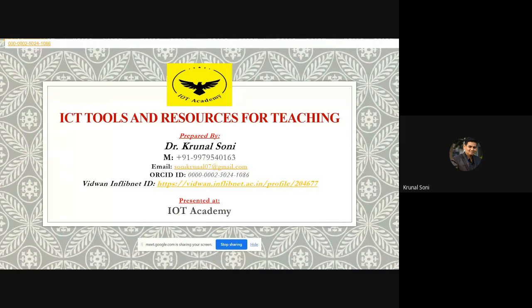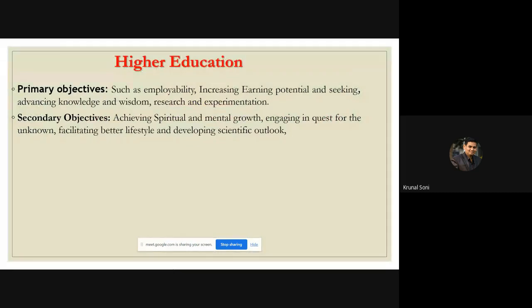And that's why the topic for today's faculty development program is ICT tools and resources for the teaching. So let's begin. The objectives of higher education are considered in two parts. First is primary objectives. Primary objectives are the core parameters where the higher education institute has to focus, such as employability, increasing the earning potential of the students, advancing their knowledge and wisdom, improving their research exposure and experimentation, right?